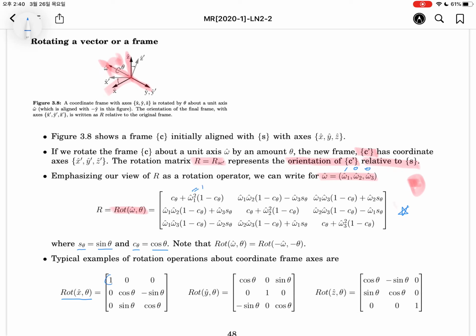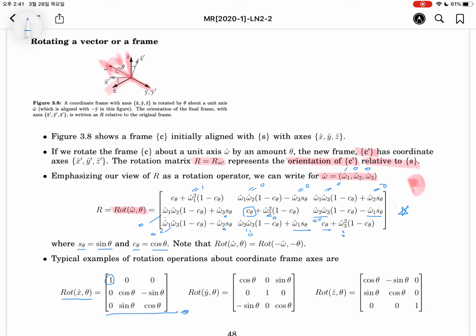Let's apply it. So we can get the 1. This is the 0, this is the 0. How about that? 0 and 0, this is the 0, 0, 0, 0. Okay, omega 2 and omega 3 are 0, so cosine theta remained. This is the 0. The minus sine theta remained, 0. Sine theta remained, and 0. So cosine theta remained. We have this description here, right?